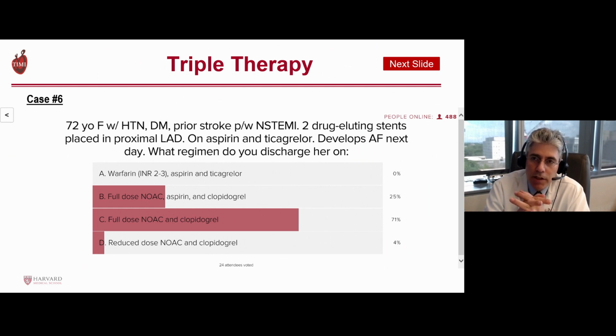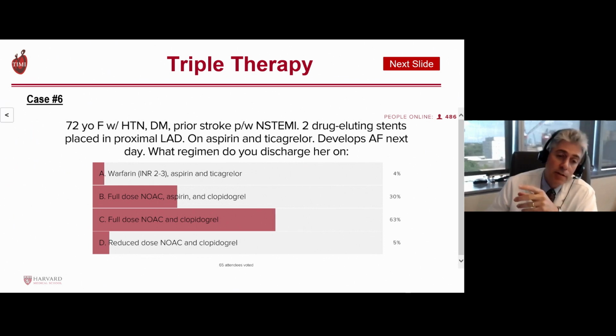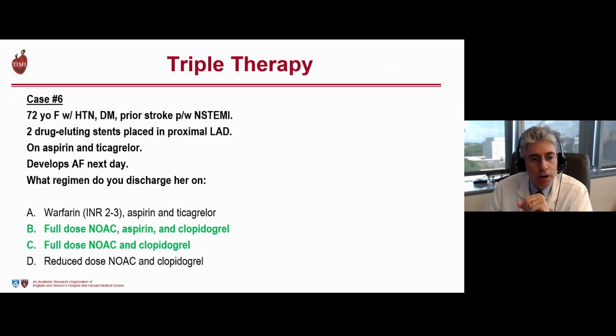All right, this is clearly a tougher one as we have fewer people voting. And I would say, though, the majority have chosen full-dose NOAC and clopidogrel, with some opting for triple therapy with the NOAC and some contemplating reduced-dose NOAC, and very few for warfarin as triple therapy. Okay, this is a hard question. And I've listed, both B and C would be reasonable. I have to say I probably would move more towards C for this person.